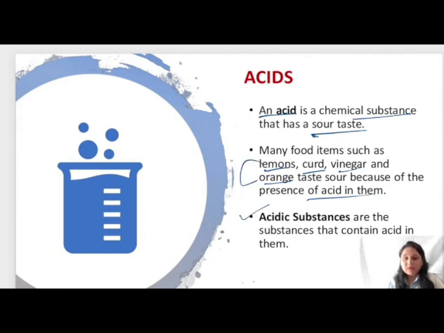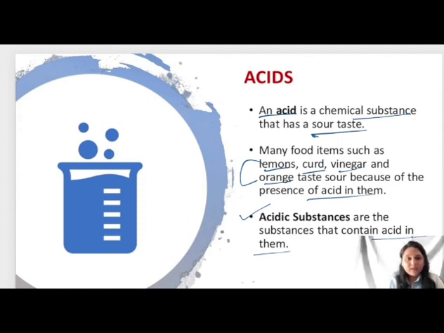Now what about acidic substances? Those substances which contain acid in them are called acidic substances. So I hope it is clear. An acid is a chemical substance which tastes sour, and many items we have seen at home, like lemons, curd, vinegar, and orange, taste sour because they have acid in them. The substance which is acidic contains acids.